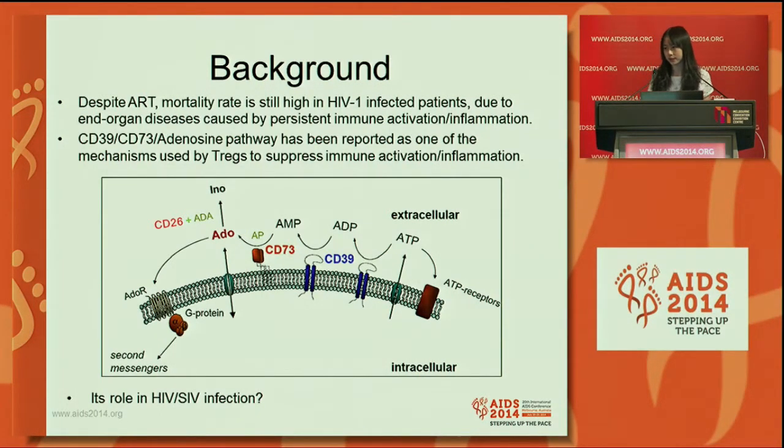The main players of this pathway, CD39 and CD73, can convert extracellular ATP by multiple steps into adenosine. Adenosine can act as a direct player to suppress immune activation and inflammation in T effector cells. On the other branch of this pathway, CD26 can bind to adenosine deaminase and break down adenosine into inosine, thus relieving the immune suppressive effect. So we want to investigate if this pathway plays a role in HIV and SIV infection, and if it does, what kind of role it plays.